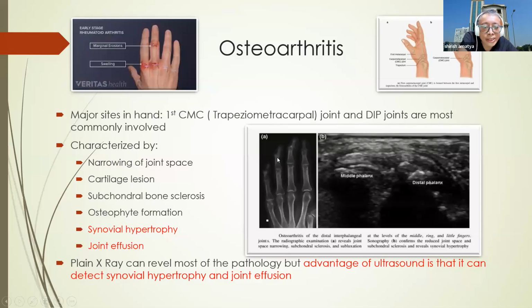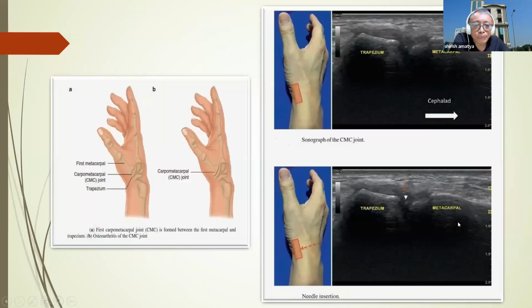But the advantage of ultrasound is that we can detect synovial hypertrophy as well as joint effusion. So this is the ultrasound picture where you can see the synovial hypertrophy in the distal interphalangeal joint. In addition to this, you can also see erosion and osteophytes in the distal phalanx, which is a typical or classical presentation of a patient with osteoarthritis.